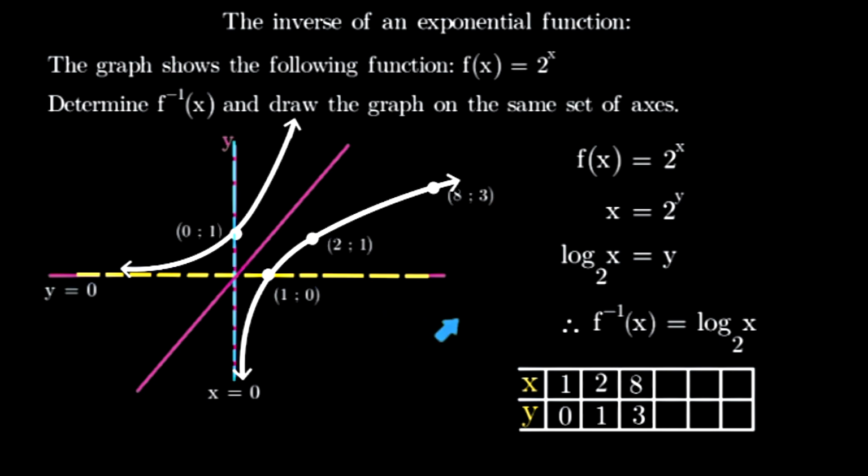Now, just before I end off this video, some of you might wonder why there is no inverse video on a hyperbola. Well, because a hyperbola is its own inverse. There is no other form for it, so that's why there's no video on the inverse of a hyperbola.